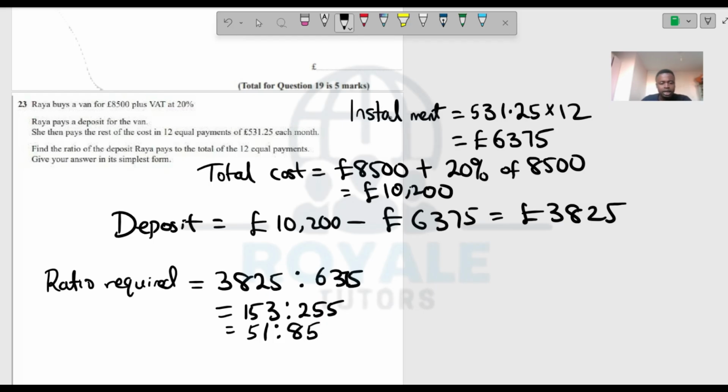All right. And looking at this, we can divide by 17. Yes, we can divide by 17. 51 divided by 17 is 3, while 85 divided by 17 is 5. So in simplest form, the ratio will be 3 to 5, and that will be your answer.